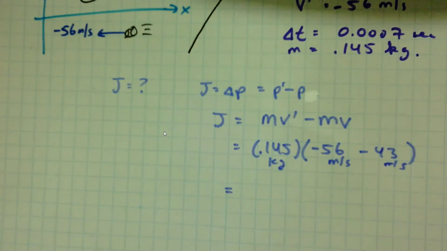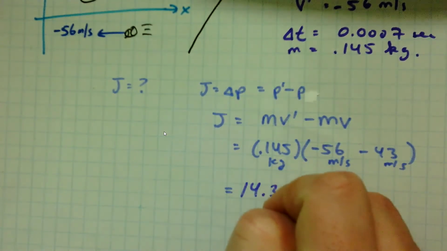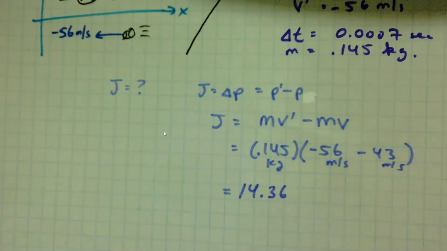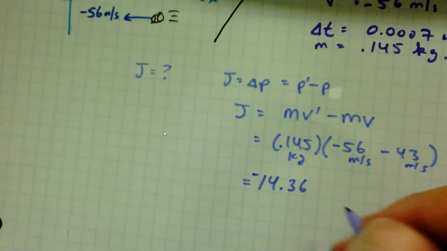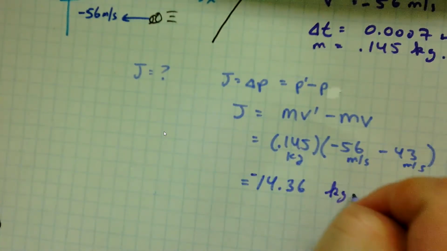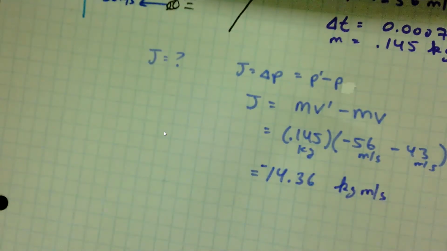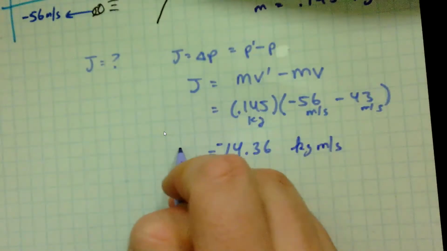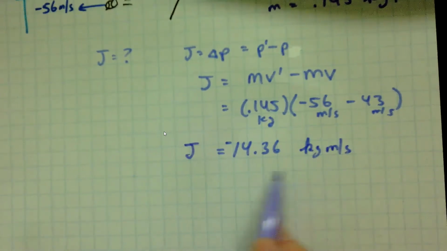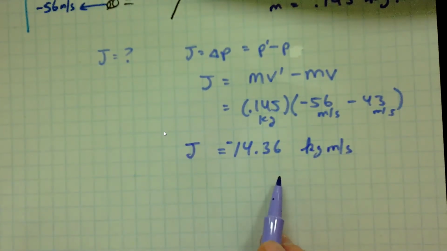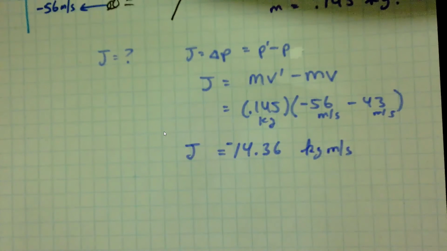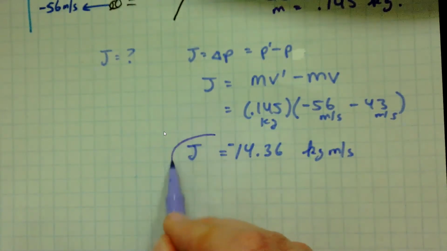Anybody have what that is? Save me a calculator. Go ahead, Chris. So 14.36 and I guess negative, right? Anybody else? Can I get a double check on that? Yeah. So you'll notice, by the way, impulse is kilograms meter per second. So this is our answer to A, right?